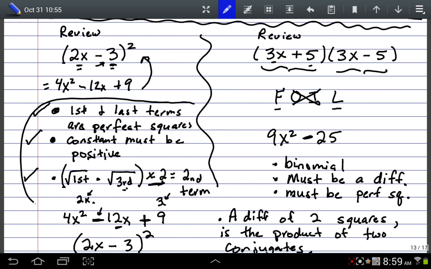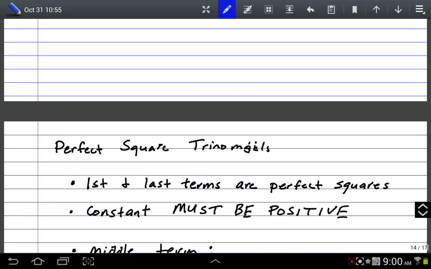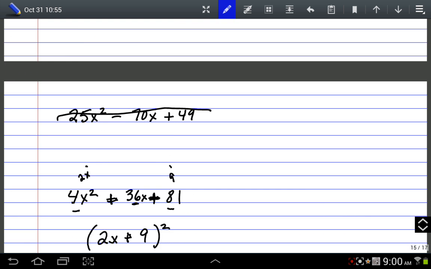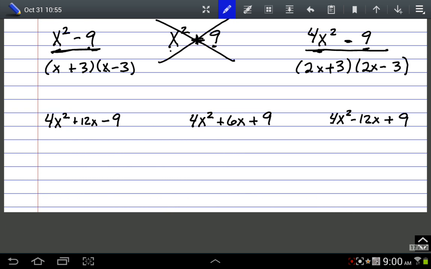The first and last terms have to be perfect squares. The constant has to be positive. And you remember this complicated thing: the square root of the first times the square root of the third times 2 has to be the same as the middle term, or the second term. All right, so let's go through that kind of slow here with these problems.